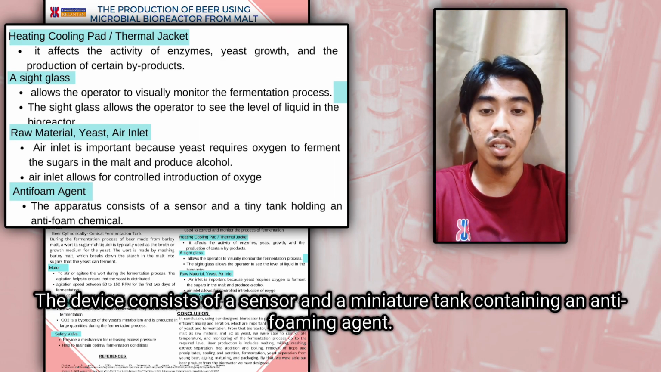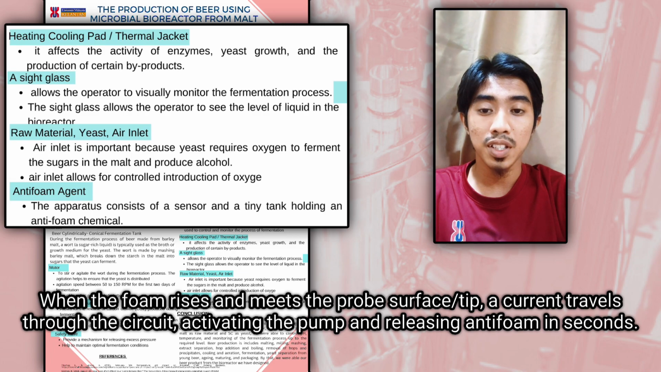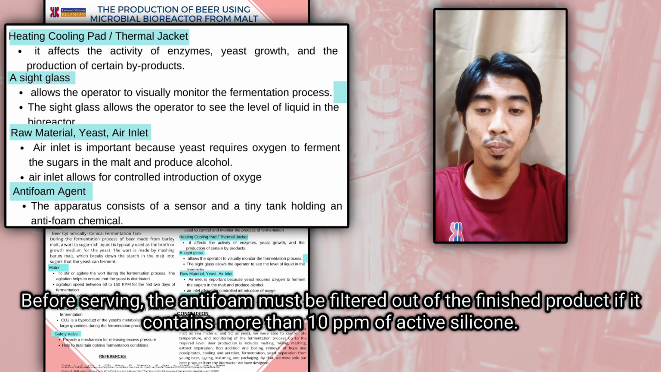The device consists of a sensor and a miniature tank containing an anti-foaming agent. A probe foam sensing and control device is introduced through the stop plate. When the foam rises and meets the probe surface tip, a current travels through the circuit, activating the pump and releasing anti-foam in a second. Before serving, the anti-foam must be filtered out of the finished product if it contains more than 10 ppm of active silicone.